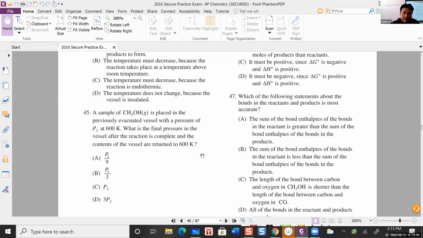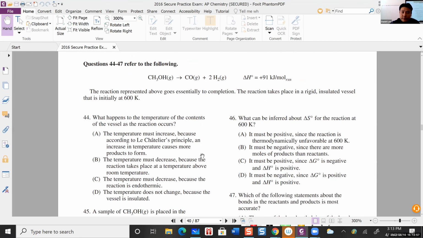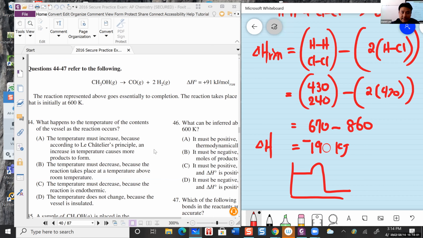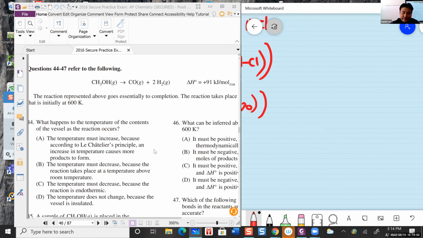Okay, so I need to have both of them showing, maybe, to do 45, yeah? So almost there.